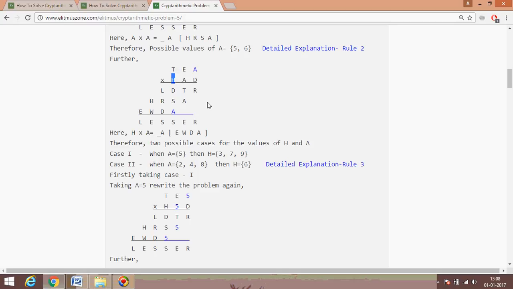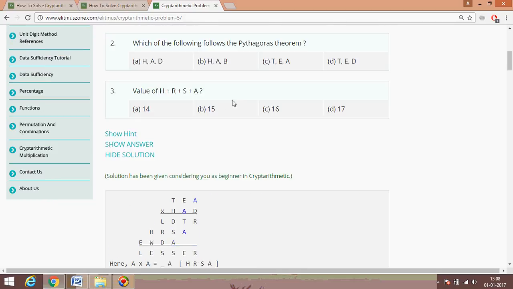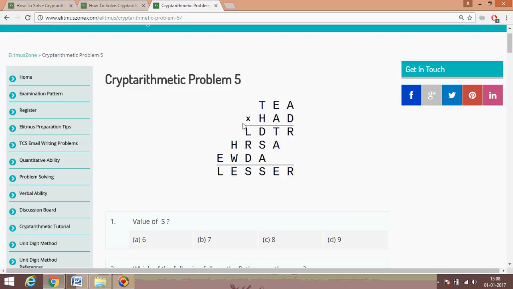I explained how you can solve this problem in other ways also. One arithmetic problem you can solve in different ways.